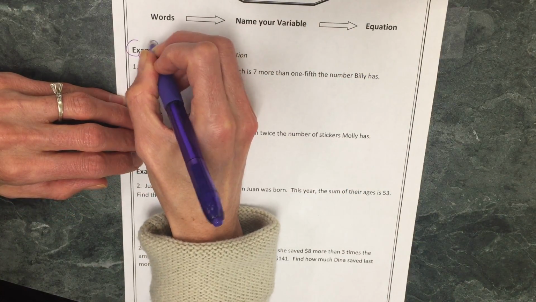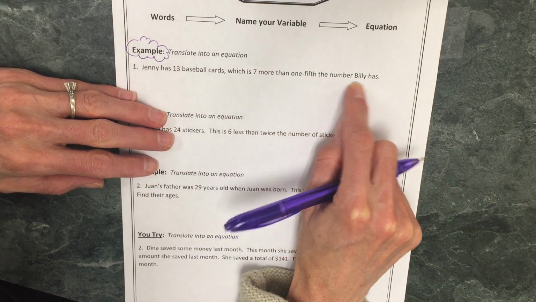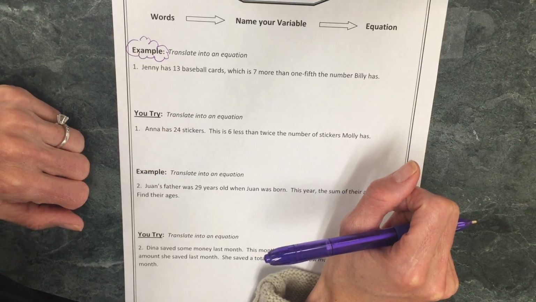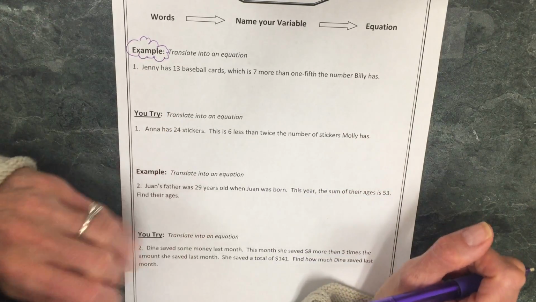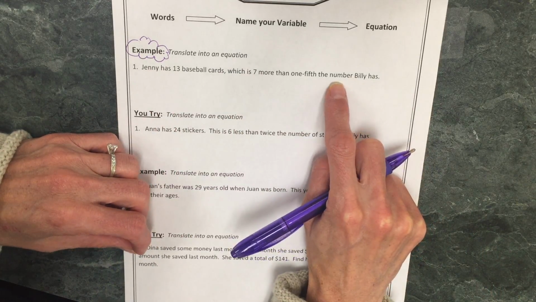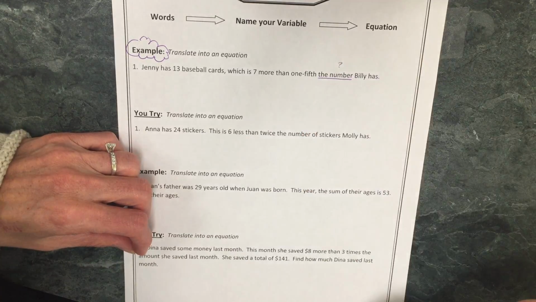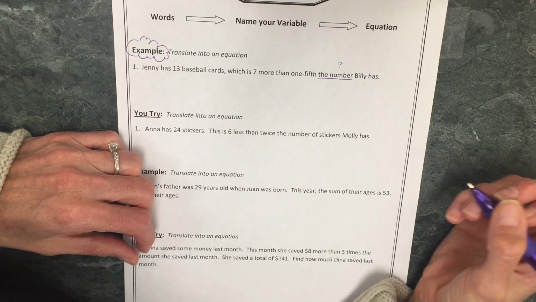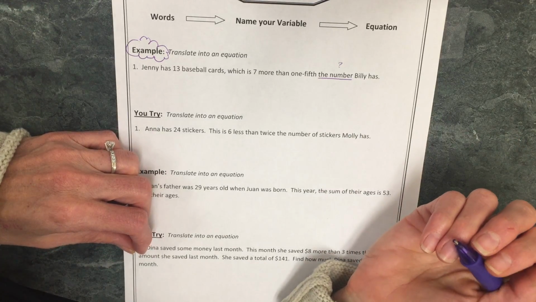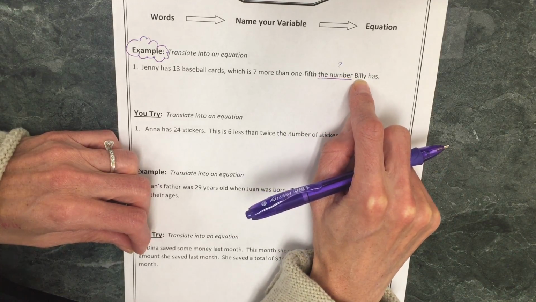Jenny has 13 baseball cards, which is 7 more than 1/5 the number Billy has. So we've got our words. We need to figure out what it is that we don't know. And right now, we know Jenny has 13, but we don't know what Billy has. When it says the number, that is the question. The number, what number? So we need to name a variable, and it's the number of cards Billy has. That's what we don't know.